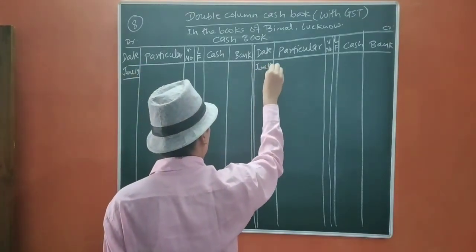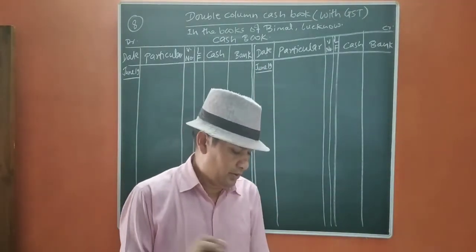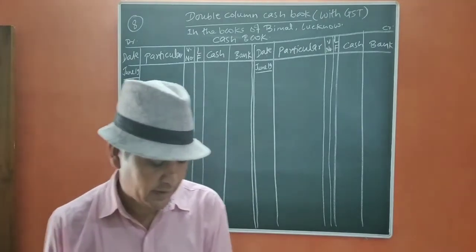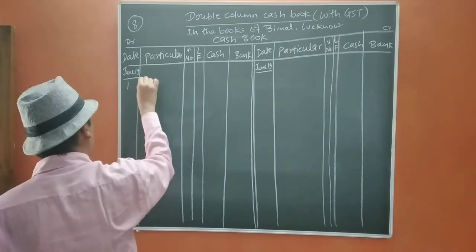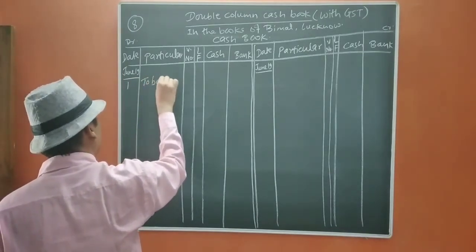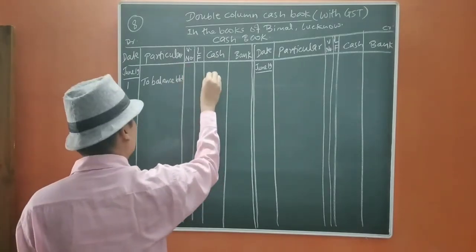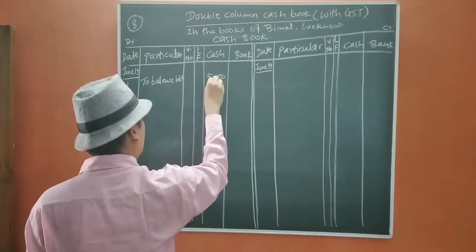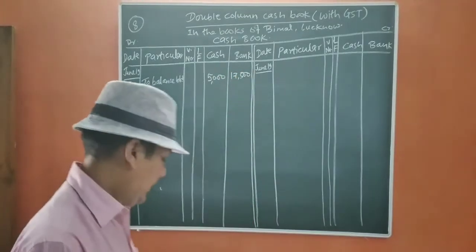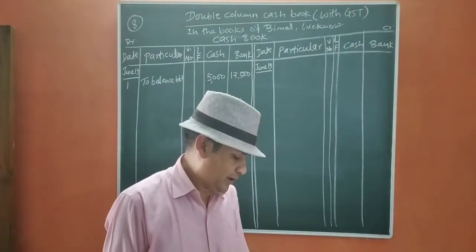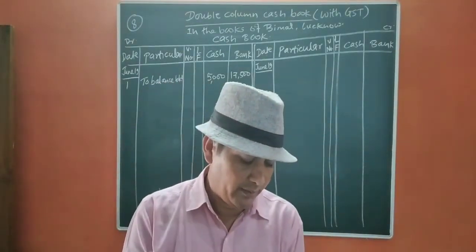On June 1, cash balance was 5,000 and the bank balance was 17,500. So on first, to balance brought down, it is 5,000 and 17,500.